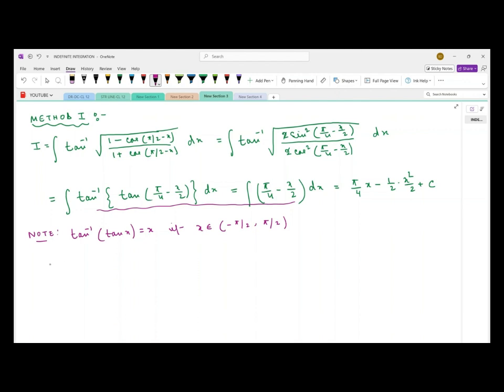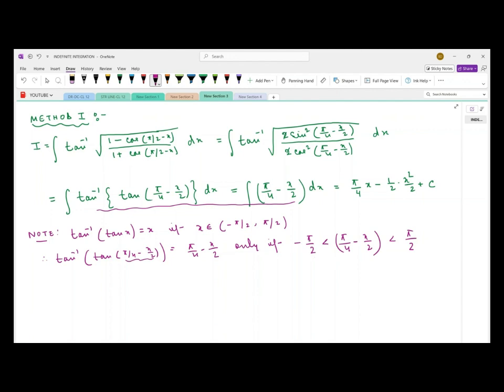So this is the entire thing. So when I wrote tan inverse tan pi by 4 minus x by 2 is equal to pi by 4 minus x by 2, this will happen only if the argument, that is this portion, lies between minus pi by 2 to pi by 2. That is, only if minus pi by 2 is less than pi by 4 minus x by 2 less than pi by 2. So if this thing happens, then only I can write this.